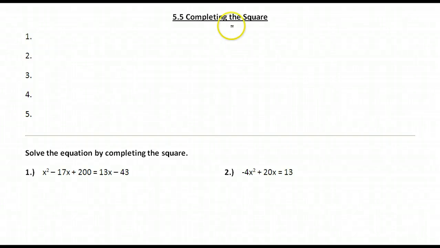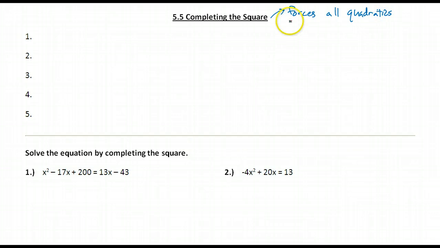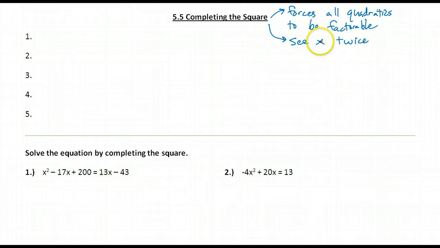Completing the square is a technique that forces all quadratics to be factorable. We use completing the square when we have a quadratic equation where we see x twice. We have an x squared term and an x term, and the quadratic is not factorable.